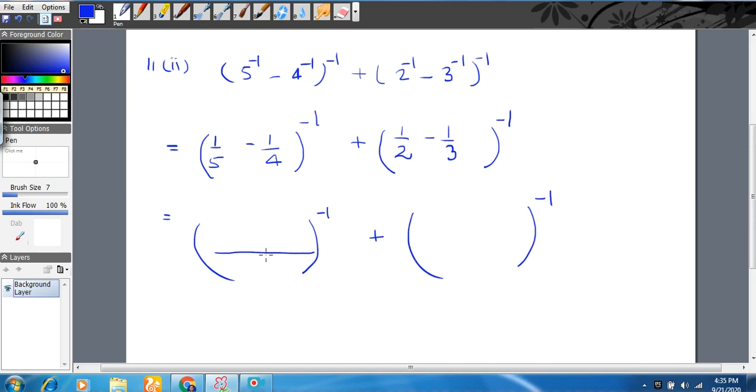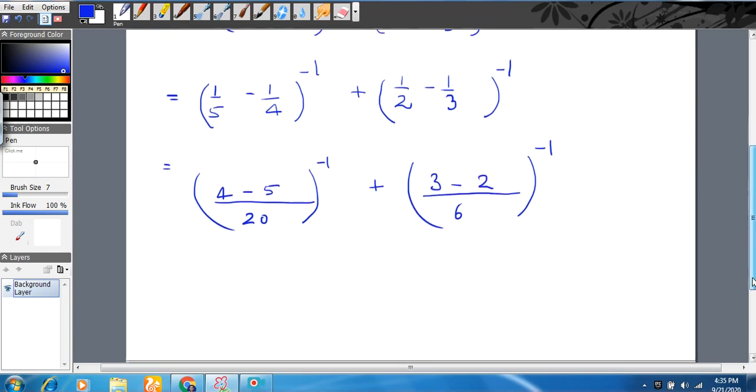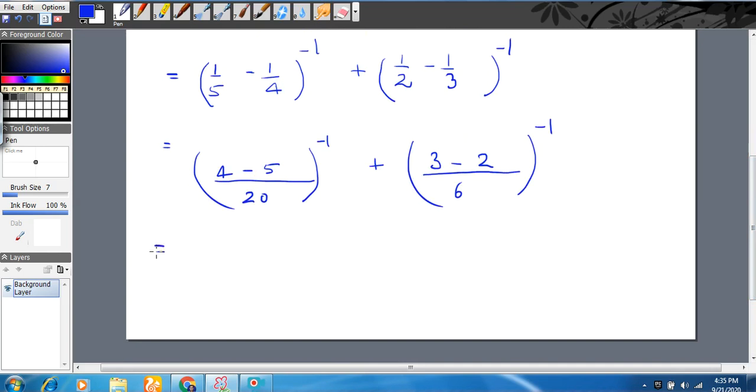Okay, so the LCM of 5 and 4 is 20. It is 5 fours and it is 4 fives. And in the next bracket, the LCM is 6, it is 2 threes and 3 twos. Now simplify. 4 minus 5 is minus 1 upon 20 whole power minus 1 plus 3 minus 2 is 1 upon 6 whole power minus 1 again.